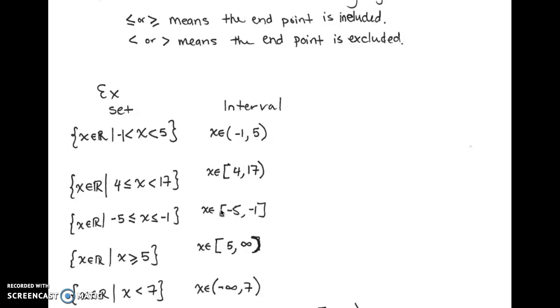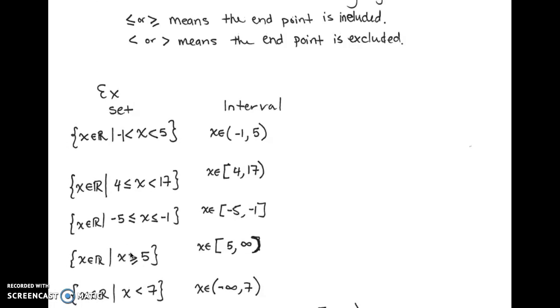Okay, if we wanted to include both endpoints, so for example when x is between or equal to -1 and -5, then we would put x is an element of square brackets, -5, comma, -1, square bracket.